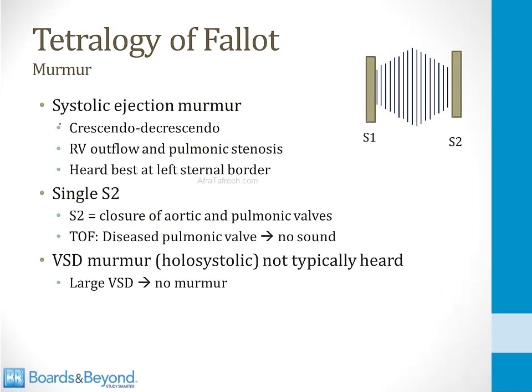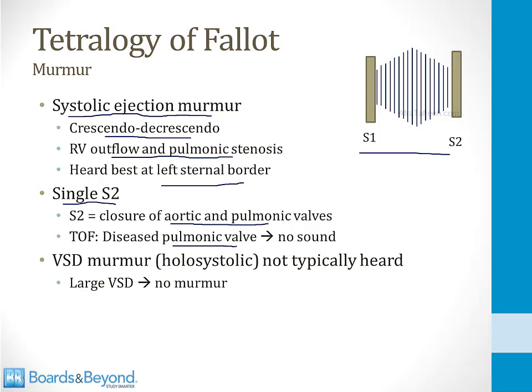The classic cardiac auscultatory findings in tetralogy of Fallot are a systolic ejection murmur and a single S2. A systolic ejection murmur is a crescendo-decrescendo murmur, like what I've shown on the screen here. It occurs between S1 and S2. This is caused by the RV outflow and pulmonic stenosis, and it's heard best at the pulmonary listening point at the left sternal border. The single S2 occurs because S2 is the result of closure of the aortic and pulmonic valves. And in tetralogy of Fallot, there is a diseased pulmonic valve and poor flow through the RV outflow tract, and for this reason, there is no sound from the pulmonic valve. Therefore, you get a single S2.